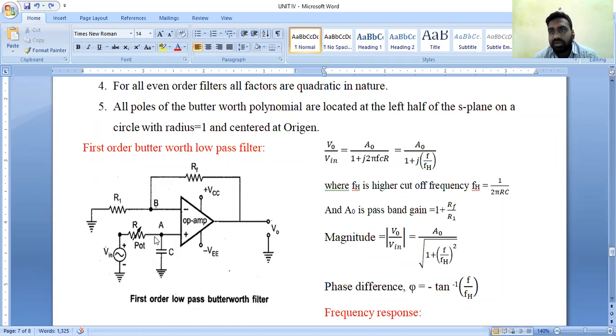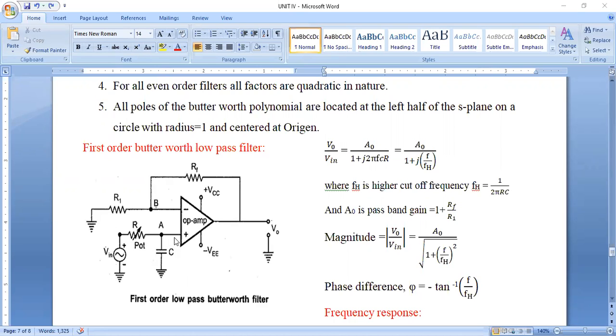So here, in the design of the first order Butterworth low pass filter, we are combining passive elements like resistance and capacitance, which are connected to the input terminal of the non-inverting type operational amplifier, and we are designing the low pass filter in a combination of active elements with respect to passive elements. If we see this particular circuit, it is similar to a non-inverting type operational amplifier.